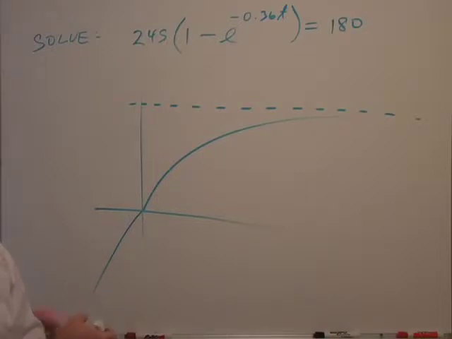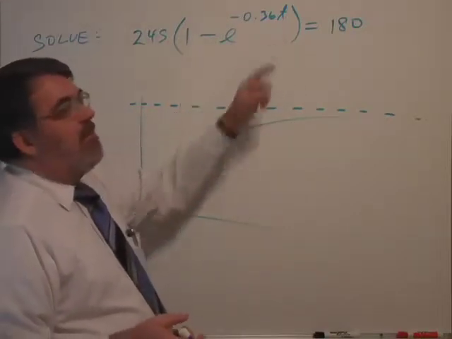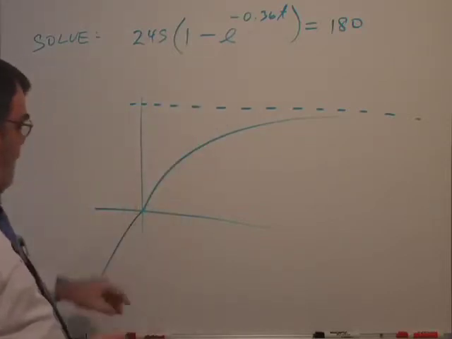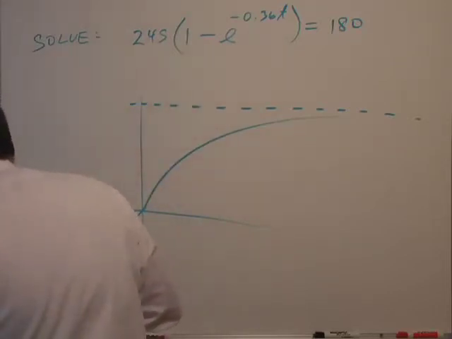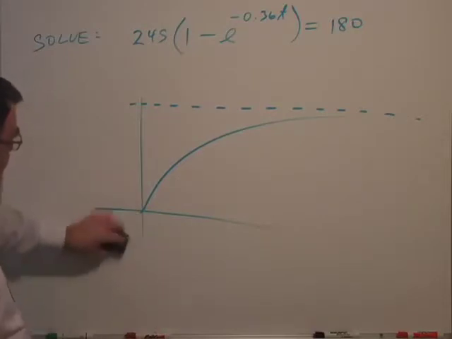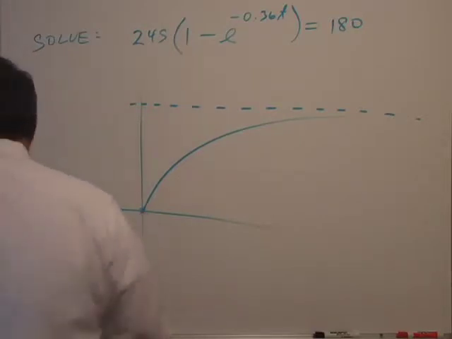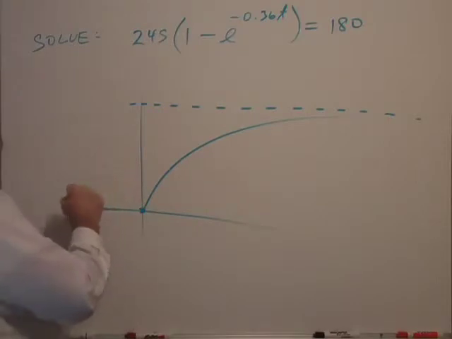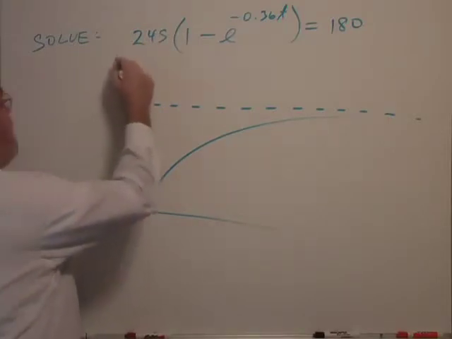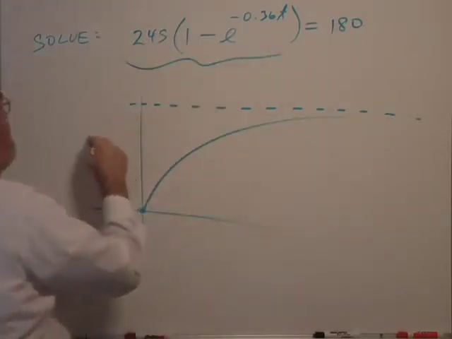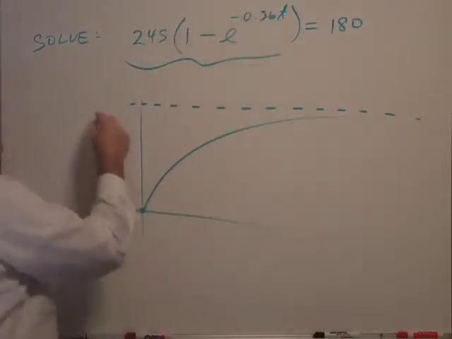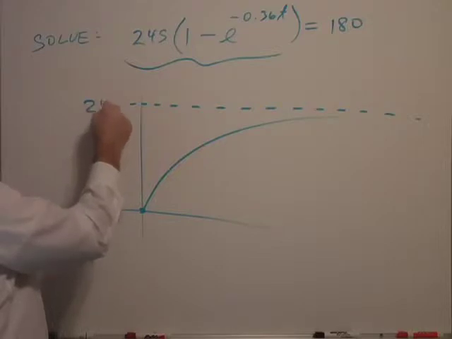But we're only interested in time being positive if it's a real application, and this means time. Then really the function is going to start at the origin, not anywhere else. So the horizontal asymptote, now I'm talking about this function here, y equals 245 times (1 minus e to the power). The asymptote would be 245.